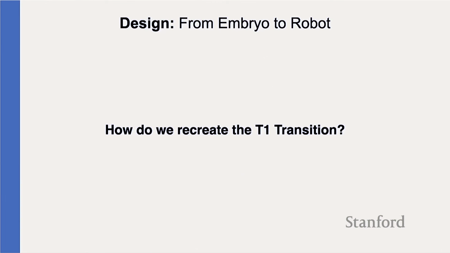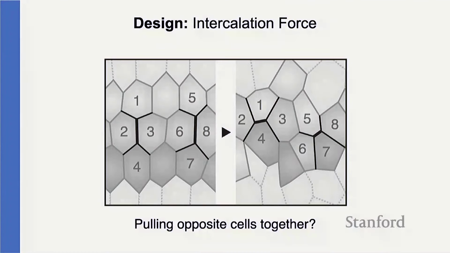And so we've identified this T1, and then how do we recreate it in robots? There's 3 different things I'm going to talk about for recreating this T1. First we're going to look at how do we actually apply the forces necessary to create a T1 transition. The first thing we noticed was that we've got 1 and 4 here, and somehow there must be some force that pulls 1 towards 4, right? Because they're apart and then they come together. So we said, okay, let's look at ways to do that.